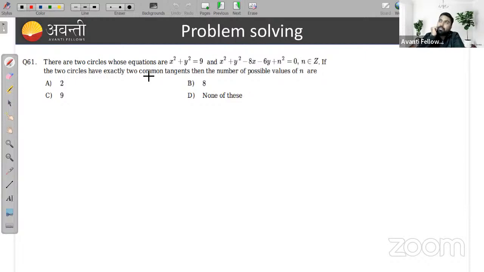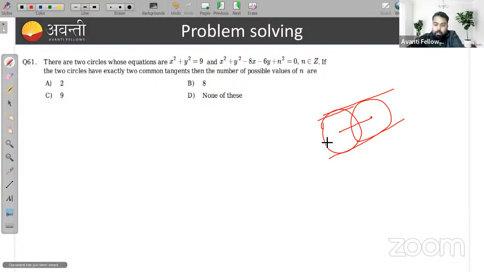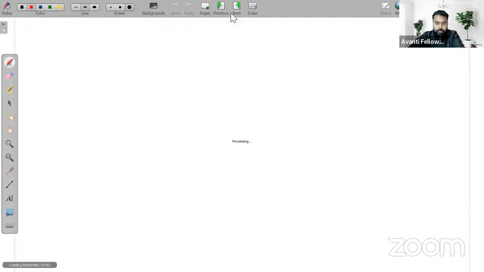So in which case they will be having exactly two common tangents? Is there any case? Yes. This is the case, no? Okay. So if you take C1, C2, then R1 plus R2 will be greater than C1, C2. Yes. So see, what is the solution?